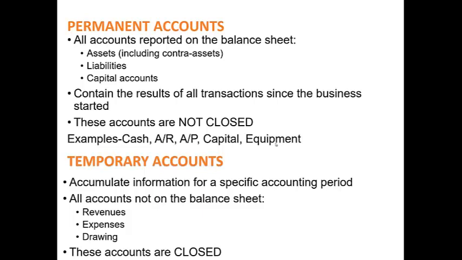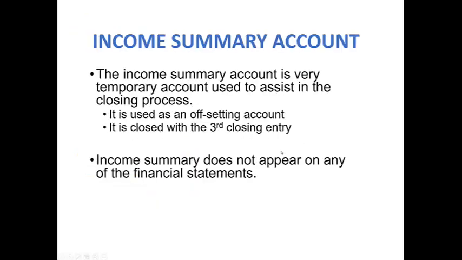Temporary accounts, however, will be given zero balances, and those are the balances from the income statement accounts. We're going to zero out our revenues and then start counting them again in the next fiscal year. Same with expenses, and then we also close the drawing account. So permanent accounts are assets, liabilities, and capital. Temporary accounts are revenues, expenses, and drawing. And you'll see these three accounts in the closing process that we're about to look at.